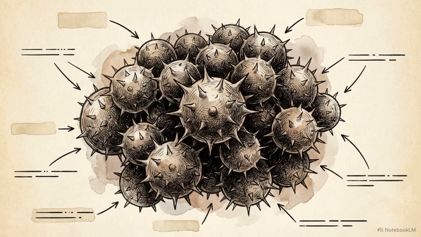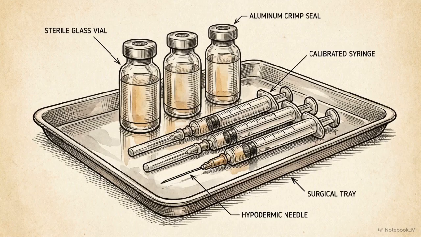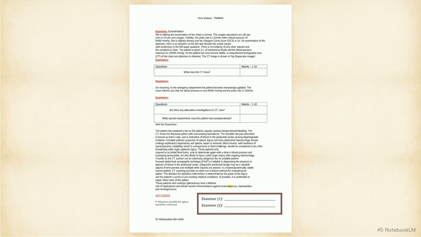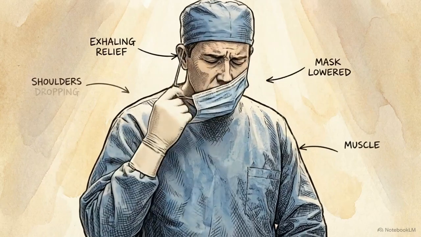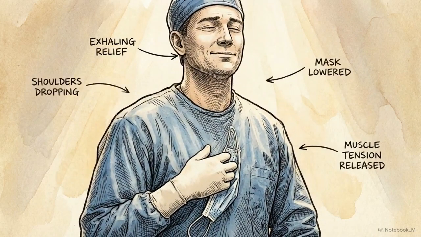The examiner's final prompt targets this exact vulnerability, asking what special requirements the patient will have postoperatively. To mitigate the risk of OPSI, you must initiate a strict protocol consisting of 3 highly specific, targeted immunizations. You must list the 3 required bacterial vaccines for the examiner: pneumococcus, Haemophilus, and meningococcus. You conclude your answer with the final, non-negotiable directive for her long-term survival: the prescription of lifelong prophylactic antibiotics. Achieving a passing grade in this viva station requires proving you can manage the immediate mechanical threat of hemorrhage while simultaneously anticipating and preventing a lifelong immunological vulnerability.